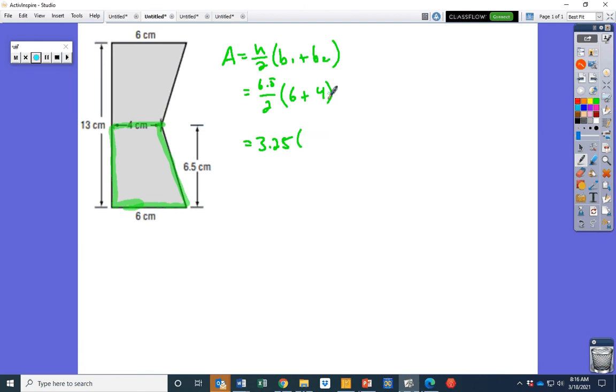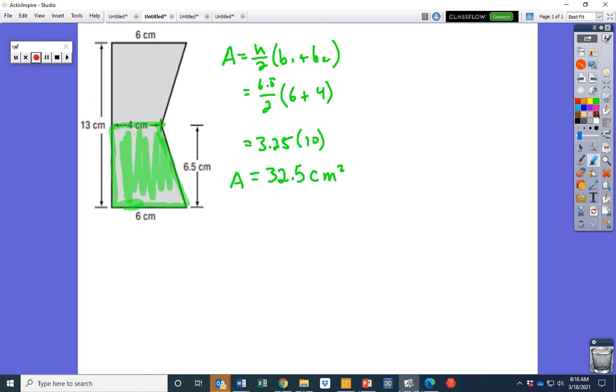3.25, and this is 6 plus 4, which is 10, right? What's 3.25 times 10? 32.5, what? Centimeters squared. But what have I found the area of? I have found the area of this one right here.